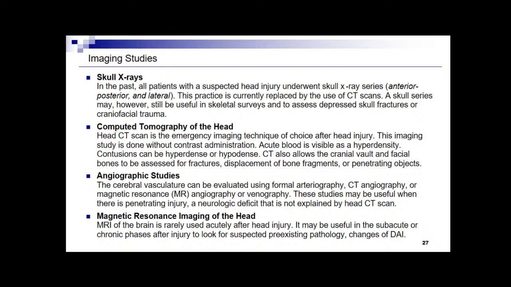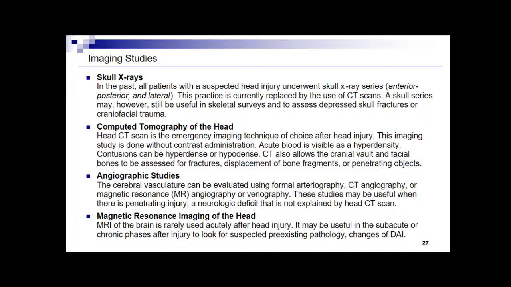If the patient sustained a depressed skull fracture, you can prescribe the skull X-ray, or for diagnosing a fracture of the bones of the face, you can also prescribe the skull X-ray.